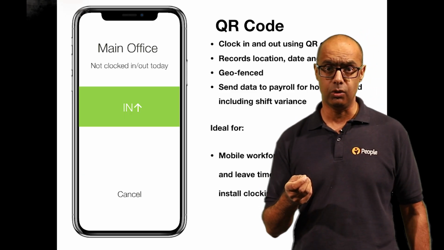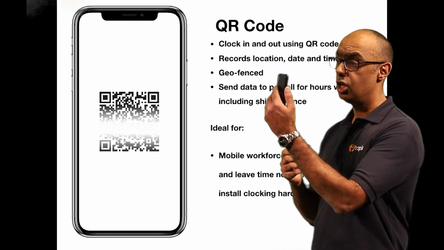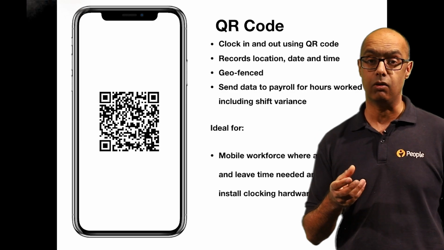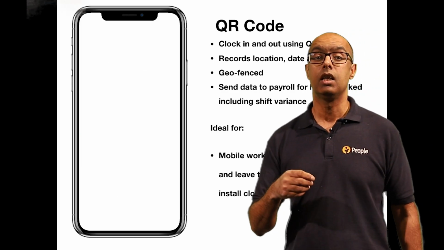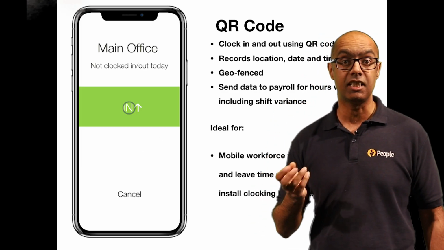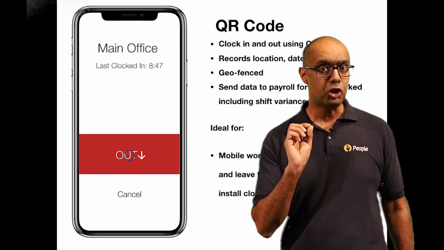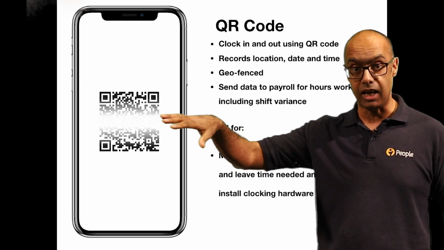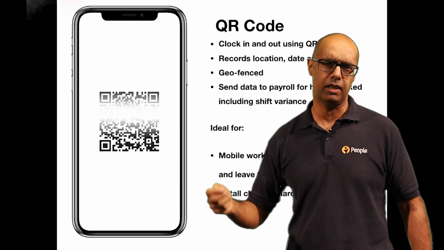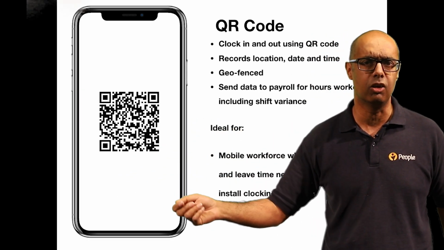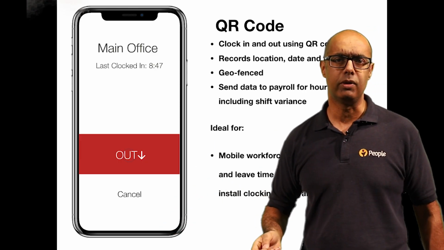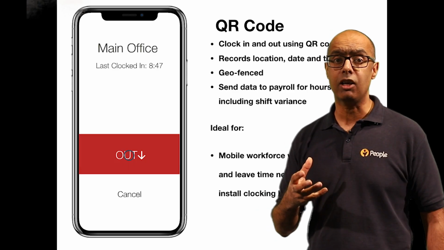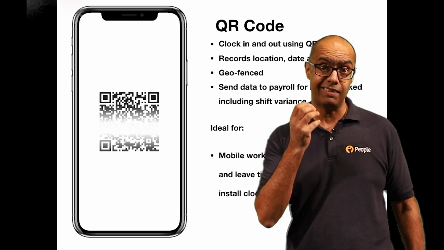What an employee can then do is go along to the QR code, show their phone to the QR code, and that will clock them in and clock them out. So that's going to record the location. It's going to record the exact date and time of the scan. And with the geofence, you can make sure that that QR code can only be scanned within that particular radius. So that stops somebody taking a photograph of a QR code, printing their own, and doing that from home, for example.